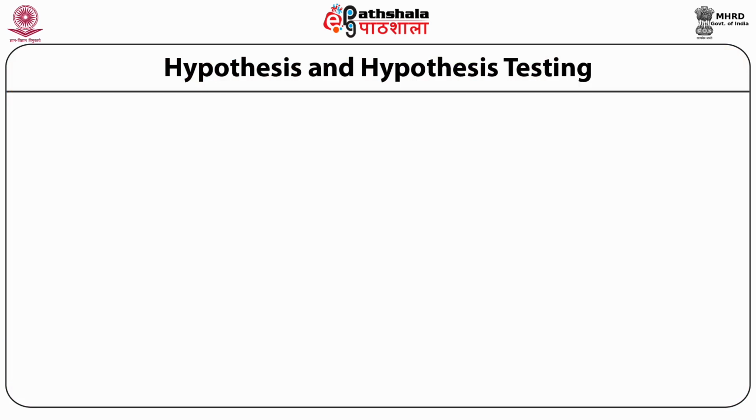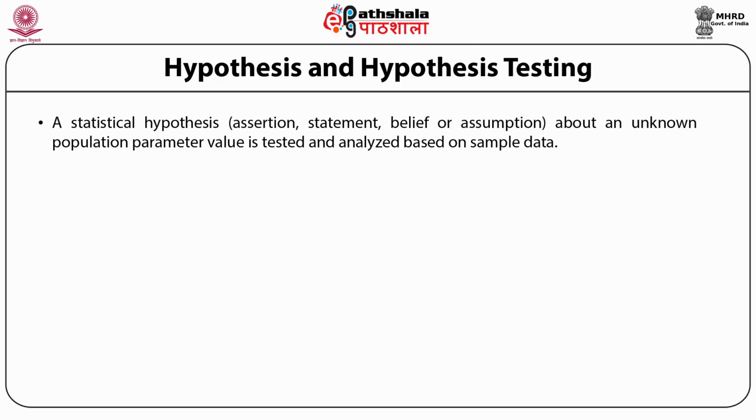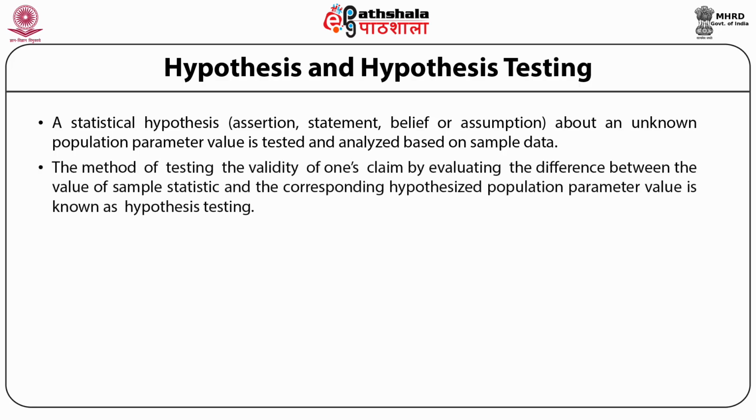Another method to determine the true value of a population parameter is to validate the claim, which is also called a belief, assumption, or statement, and it is basically known as a hypothesis made about this true value by using a sample statistic. So the next topic that we are going to discuss is hypothesis and hypothesis testing. A statistical hypothesis, which is also known as an assertion, statement, belief, or assumption, about an unknown population parameter is tested and analyzed based on sample data. Accordingly, the hypothesized value of a population parameter is either not rejected or rejected. The method of testing the validity of one's claim by evaluating the difference between the value of the sample statistic and the corresponding hypothesized population parameter value is known as hypothesis testing.